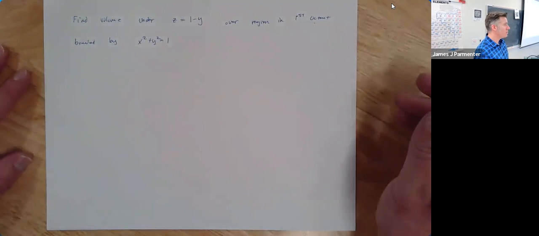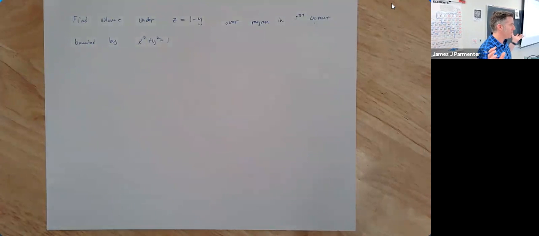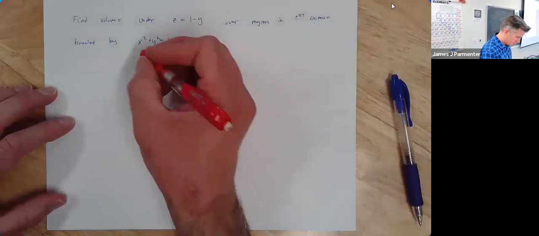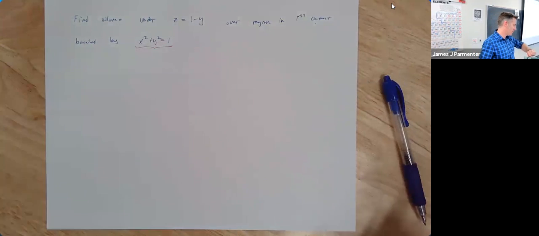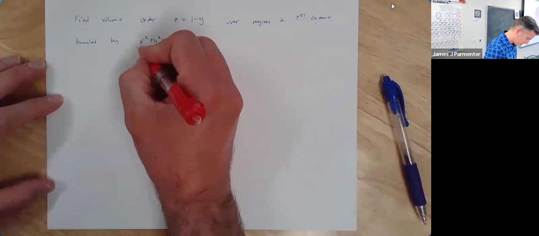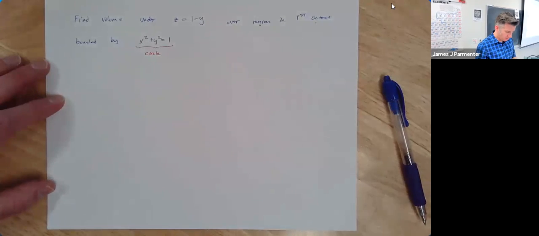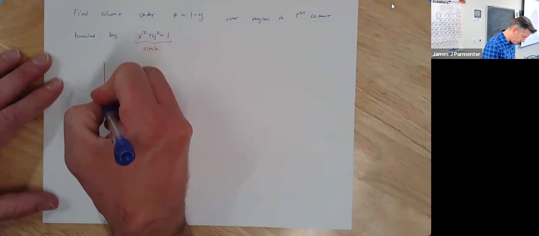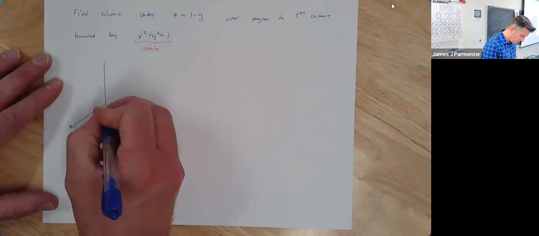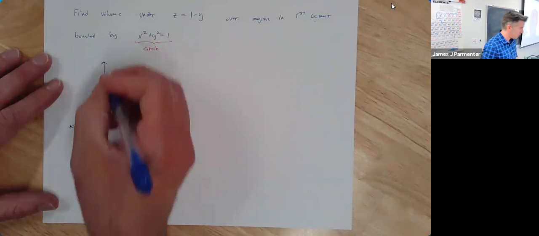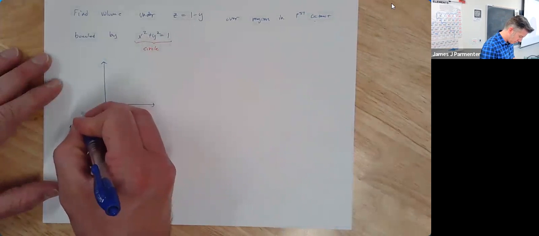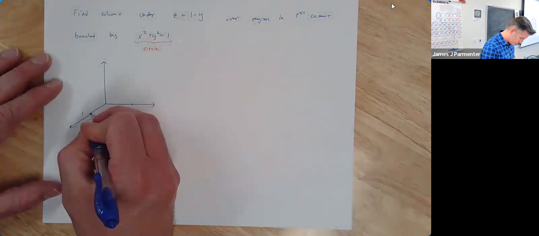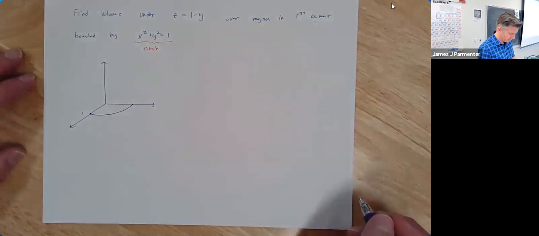X squared plus y squared equal to 1 should sound kind of alarm bells. What kind of shape is that? Yes, it's a circle. So what we've got here, if I'm going to try and draw this, since I know I'm only working in the first octant, I'm just going to draw it so it looks like everything's positive. So that's a circle of radius 1. There's a 1, 1. So there's the quarter of that circle in the first octant.